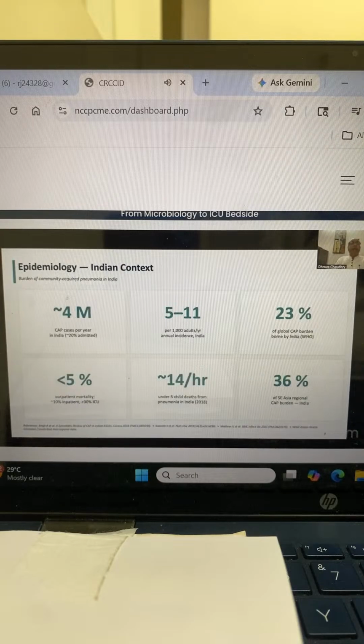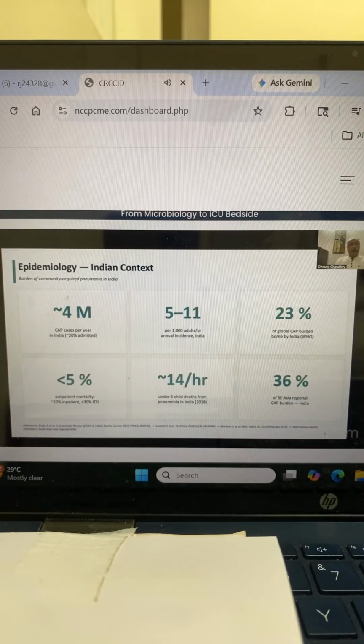And when you start looking at the Indian context, roughly 4 million cases are supposed to be there. It is a guesstimate per year in India. And out of them, 1 in 4 or 1 in 5 is going to be admitted. That is 20% are hospitalized. Then 5 to 11 per 1,000 adult-years annual incidence is a rough guesstimate. But when you go to the children, this data is for the children under 5 years, one-fourth of them are in this country.